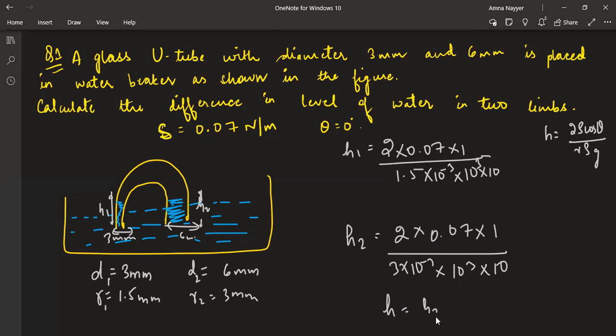Height will be H2 minus H1. This you have to calculate. Quickly note it down. Tell me what is the height difference that you are getting. At least this much calculation you can do. Take things that are common and then subtract it using LCM.